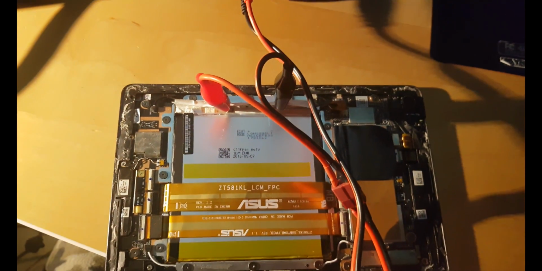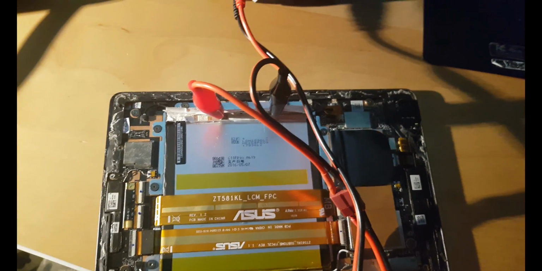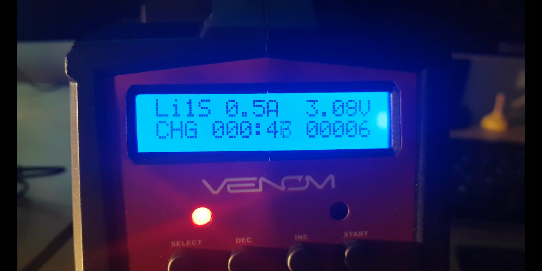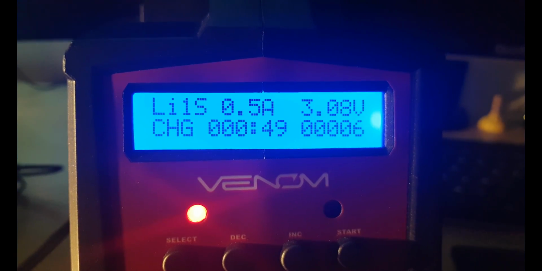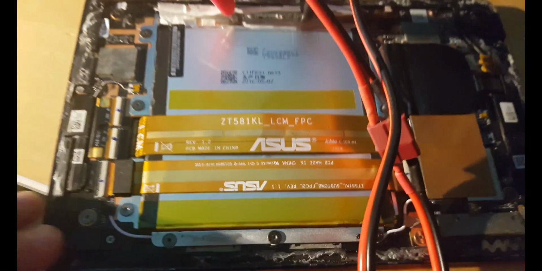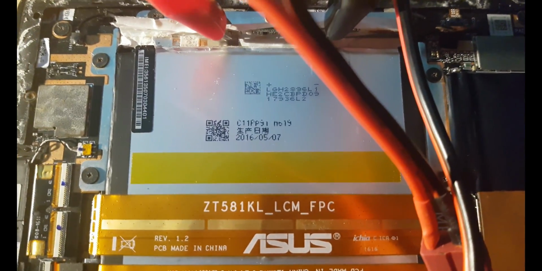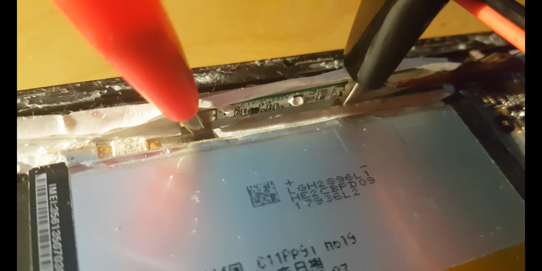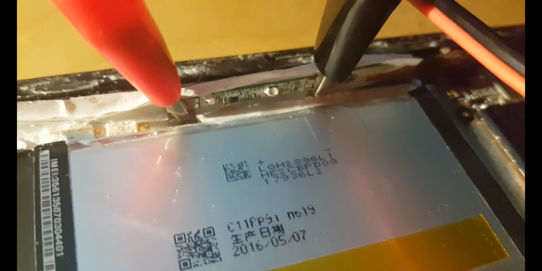Let's see what will happen after we leave it for a while. I put it as a LiPo battery, 1S at 0.5 amperes. Plug it to plus and minus again, disconnect it from main terminal. Let's see if it jumps up the battery or the cells are dead.